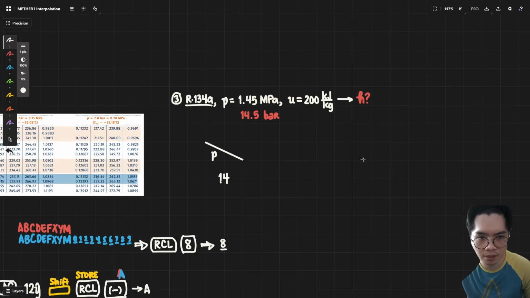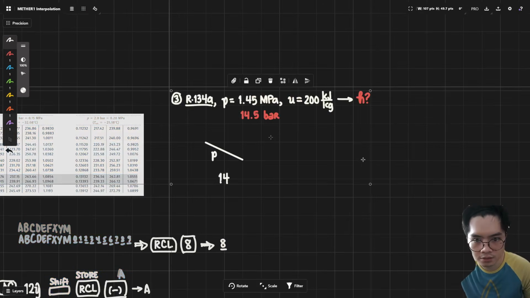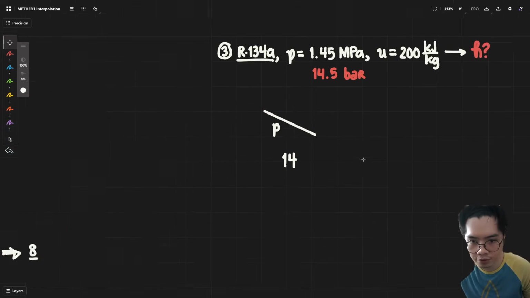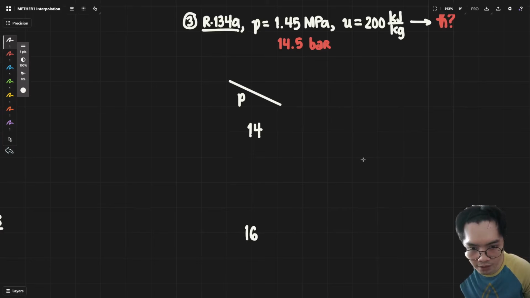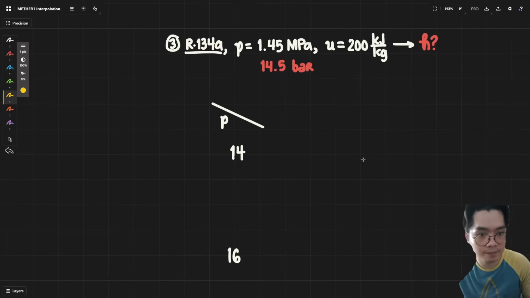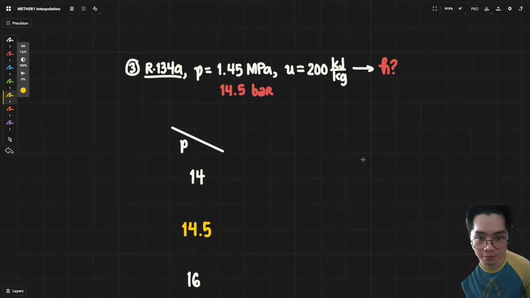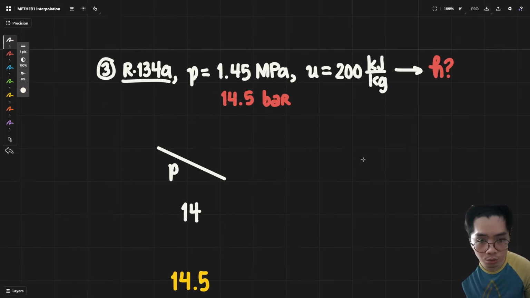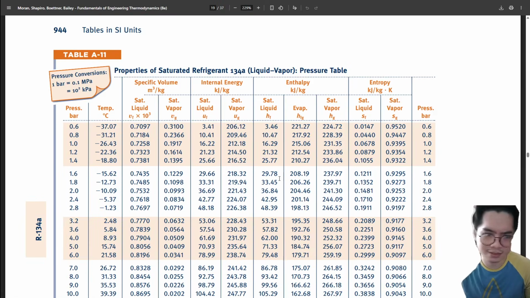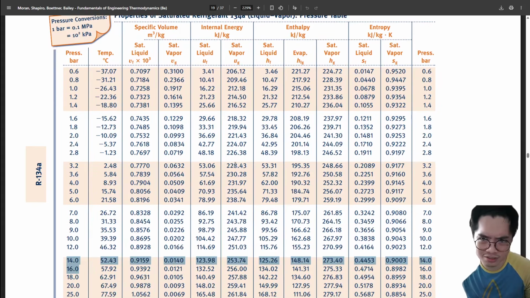Let's move all of this to here. 14 and 16. What we want is 14.5. And on this other side, we will have your U. In this case, we want an H. Wait a second, so what are we going to put in here?